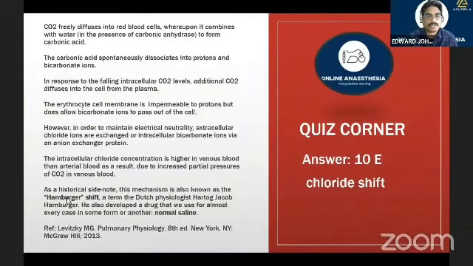This chloride shift is otherwise called the Hamburger shift, after the Dutch physiologist Jacob Hamburger. The normal saline we use nowadays was invented by Hamburger only. So another credit goes to Hamburger for introducing normal saline in practice.